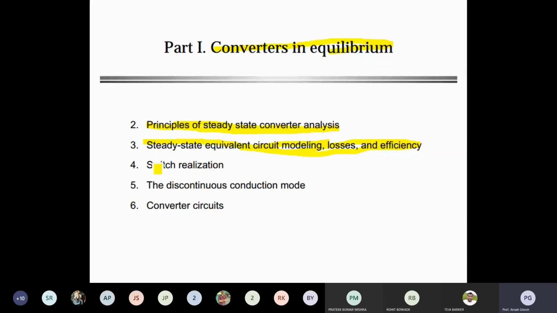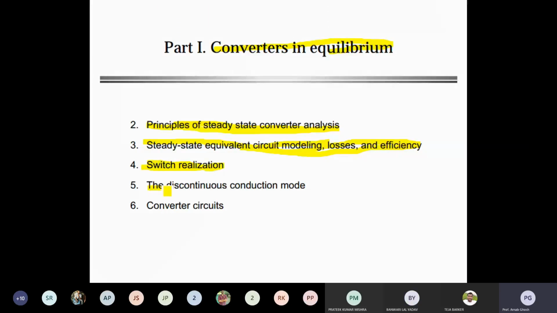Okay, so it's the introductory lecture, that's why I am giving a very brief overview of all those chapters. Then switching realization. If one switch is there, what will be the mode of operation, switch on or switch off? If different switches are there, what will be that operation?